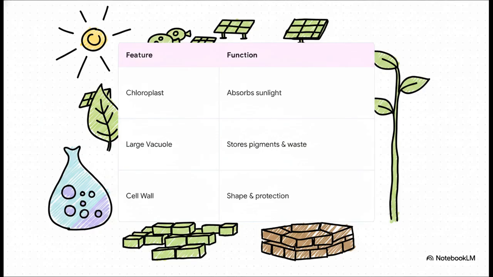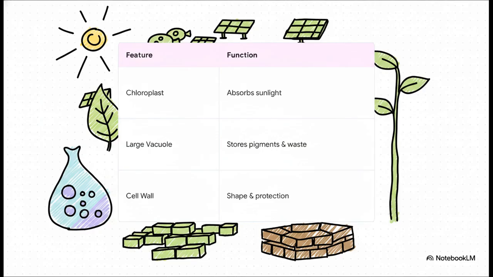First up is the chloroplast. Since plants can't just go grab a snack, they have to make their own food. Chloroplasts are basically tiny solar panels that absorb sunlight to synthesize organic matter through photosynthesis. Second is the large vacuole. Think of this as a massive storage tank taking up a huge portion of the plant cell. It's used to store pigments, waste, or nutrients.